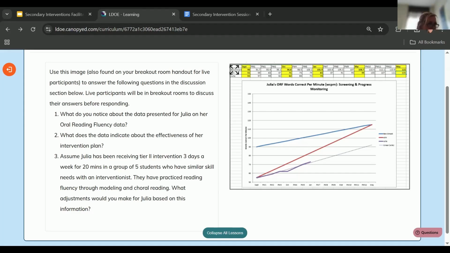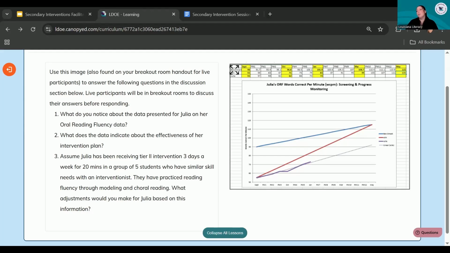Well, we talked about how, even though Julia was showing growth, she's still way below level. Changing or adjusting the intervention, maybe the group size, evaluating her other skills, seeing what else is preventing her from getting that oral fluency, moving her to tier 3. Potentially, yeah. Anything else anybody else talked about in the other groups?